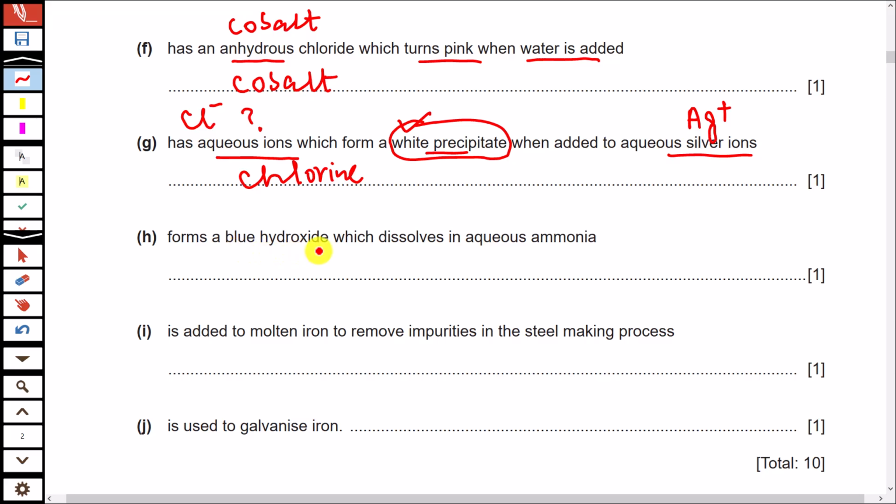that forms a blue hydroxide which dissolves in aqueous ammonia. So the blue hydroxide is copper(II) hydroxide. So the element here is copper. You have to memorize this.